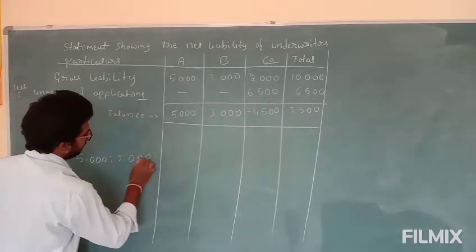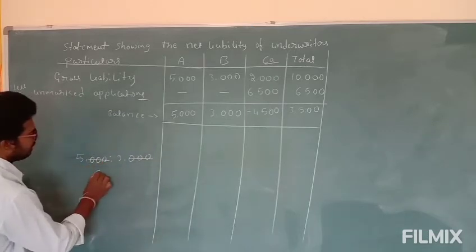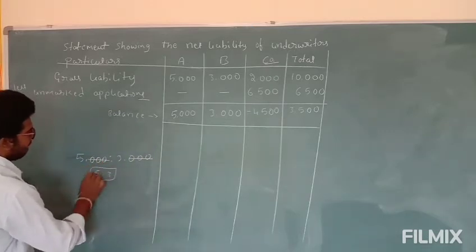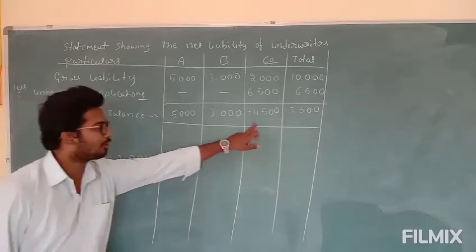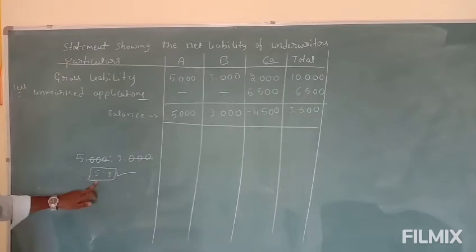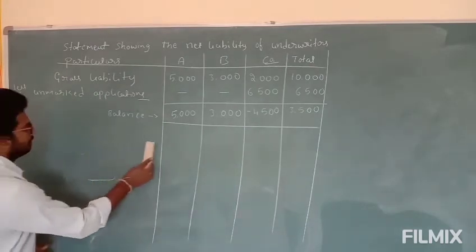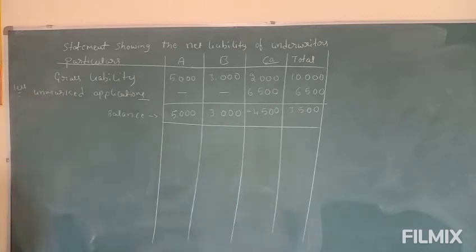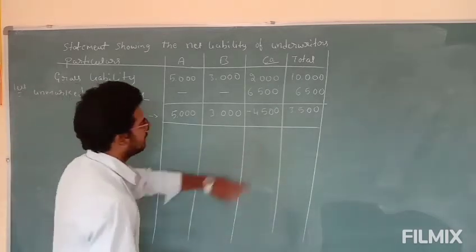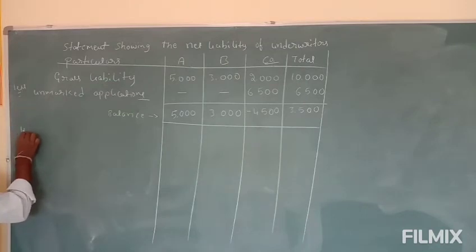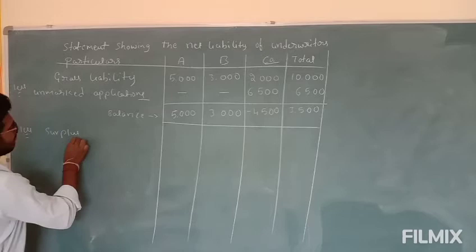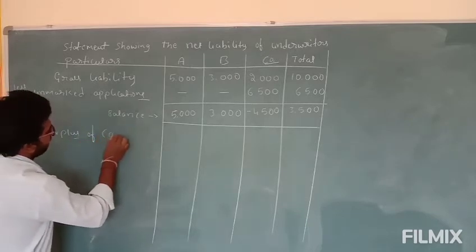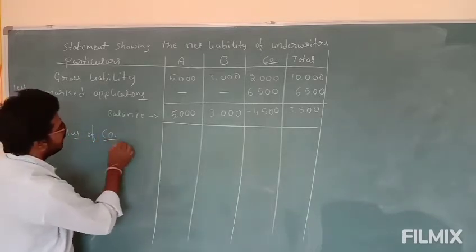5,000 is to 3,000. 3 zeros cancel. 5 is to 3 is the gross liability ratio of A and B. So this 4,500 you distribute to A and B in their gross liability ratio. So here surplus of whom here? Surplus of company.